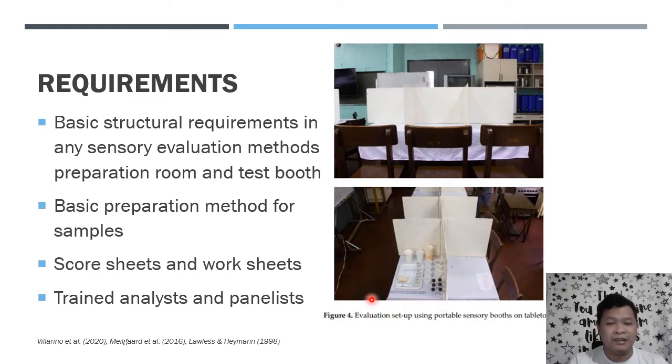Alright. For testing purposes, similar lang yung requirements mo for the consumer test and this difference test, okay? Except na, of course, you need a trained panelist and also a trained set of analysts. Higher level of training din yung analyst, syempre, kasi dapat kaya mong mas mataas ka dun sa level ng panelists mo, okay, with regard to product knowledge.